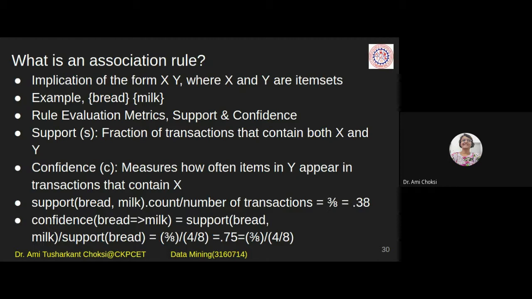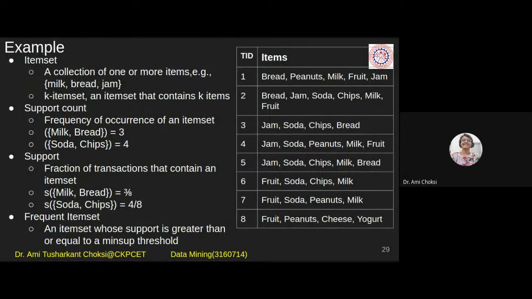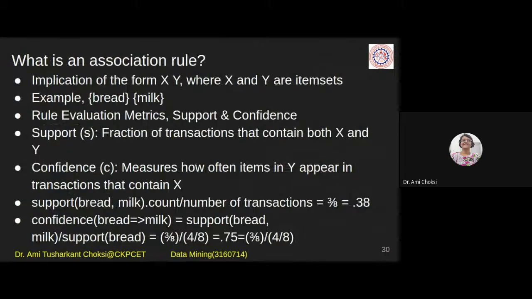That was 3 by 8. We have seen that. Here it was 3 by 8, right? This was support. Now, if you want to find the confidence of bread implies milk, then we can say confidence of bread implies milk, that means support of bread and milk divided by support of bread, right?